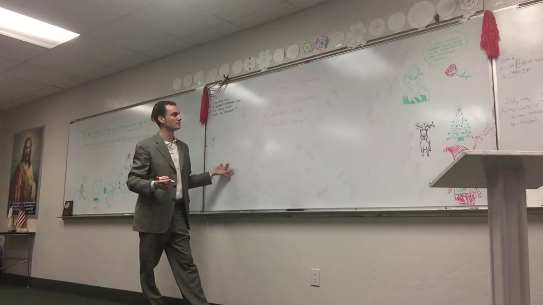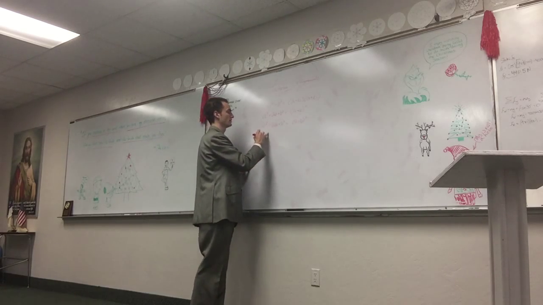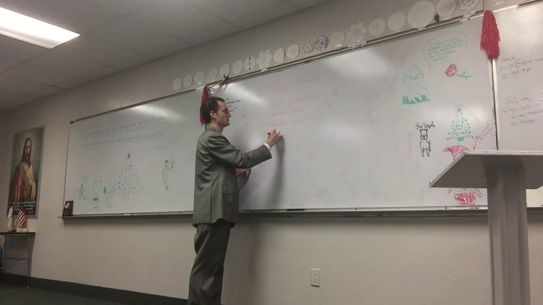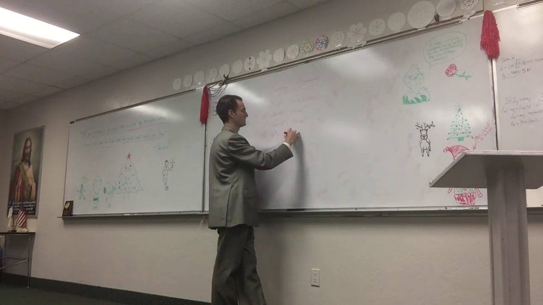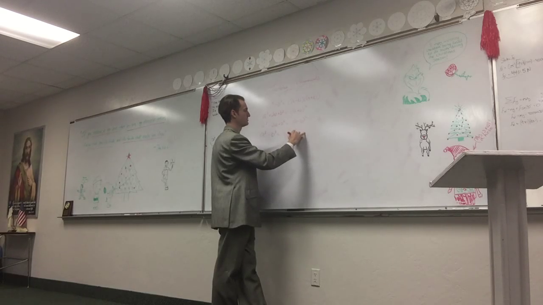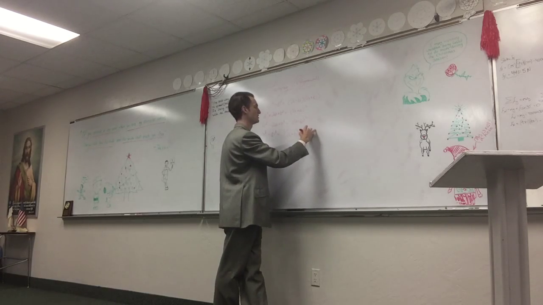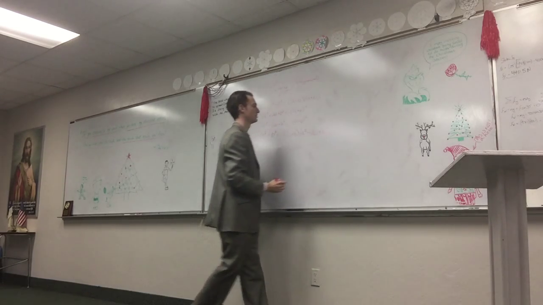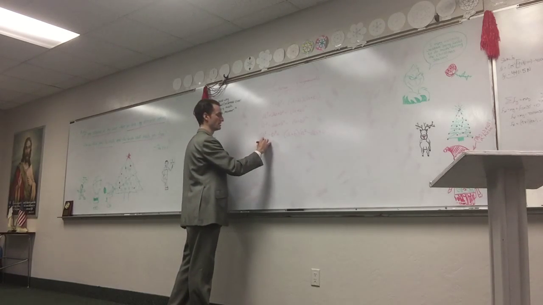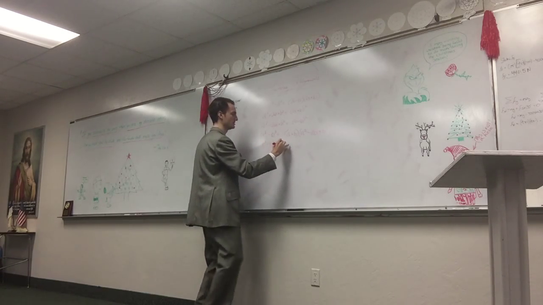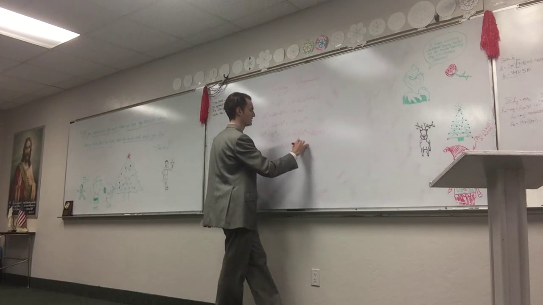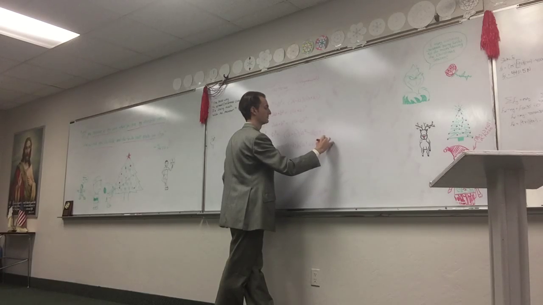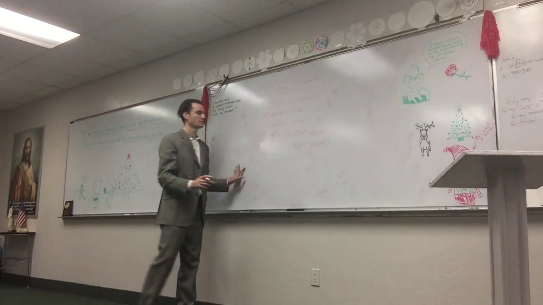And then a cubed minus b cubed equals a minus b times a squared plus ab plus b squared. And then a cubed plus b cubed equals a plus b times a squared minus ab plus b squared. Yep, that's right.